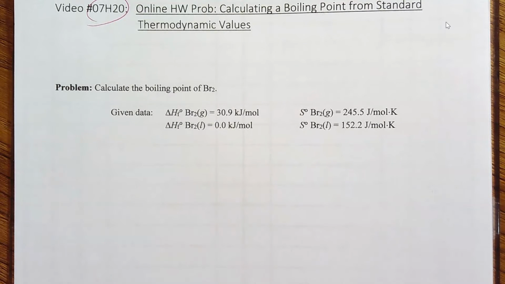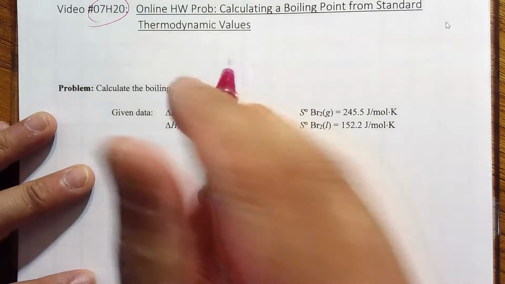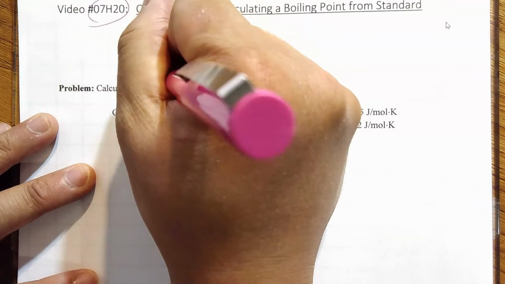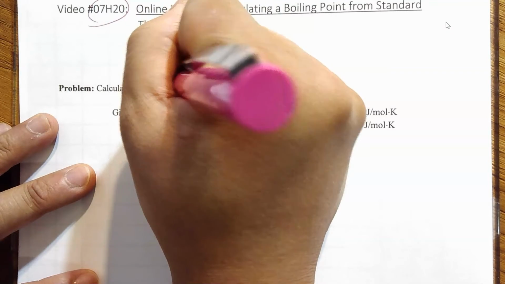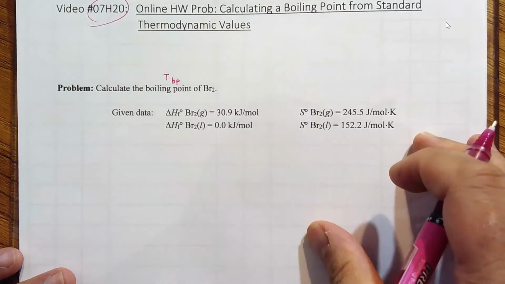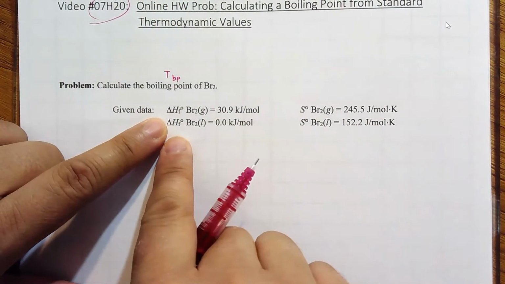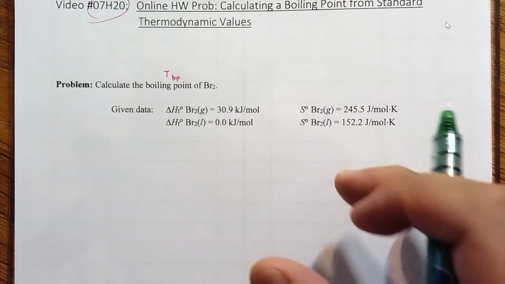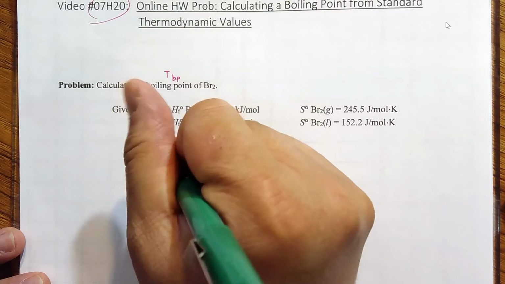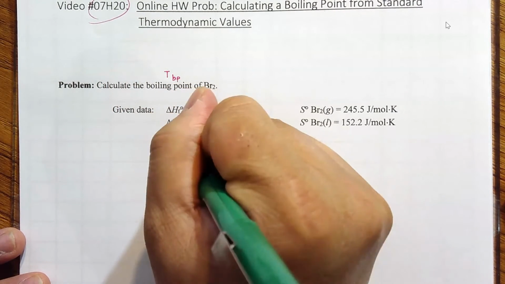Right now, this problem is not screaming, use this equation or use that equation. It's asking for the boiling point. It's asking for a temperature, boiling point for Br2. Now I see delta H and I see entropy. Thinking about all the reactions that use enthalpy and entropy, we could use delta G.